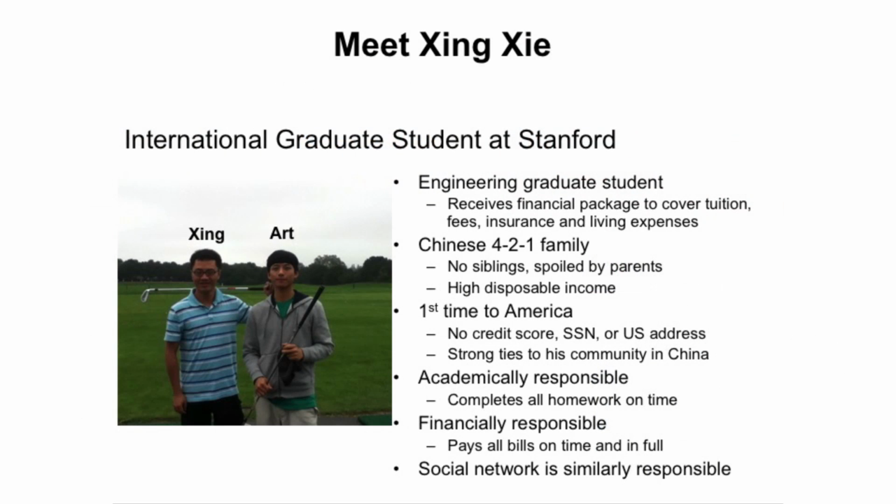segments. So here was one where the startup was actually trying to understand how to find foreign students at universities. And so they were putting together their archetype. And this was just a definition of: meet this student, here's who they are, and here's their family, and oh, this is their first time in America. And because it was about providing financial services to foreign students, they actually understood something about their credit score, about social security number, U.S. address, whether they were responsible academically and financially, and whether their social network was responsible.